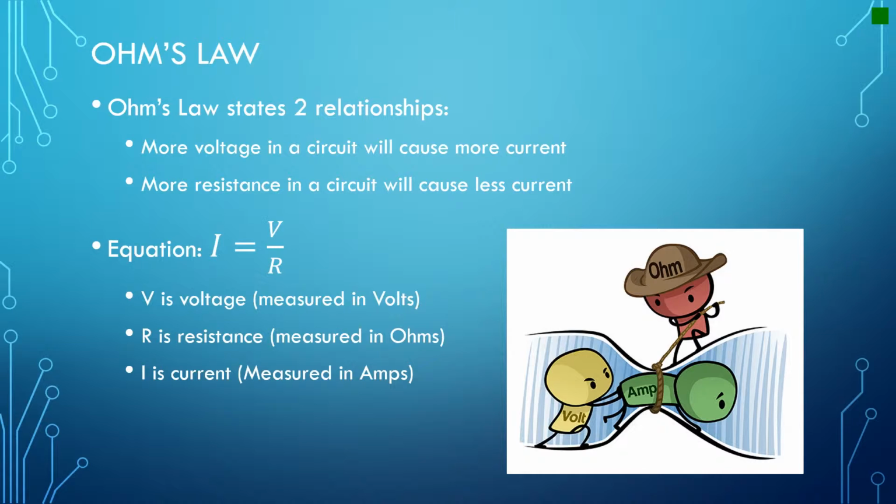In an equation, Ohm's law is I equals V divided by R. V stands for voltage, which is always going to be measured in volts. R stands for resistance, which is always measured in ohms. And I stands for current. C stands for other things in physics, so they selected I because it used to be called intensity of current. And that's always going to be measured in amps.